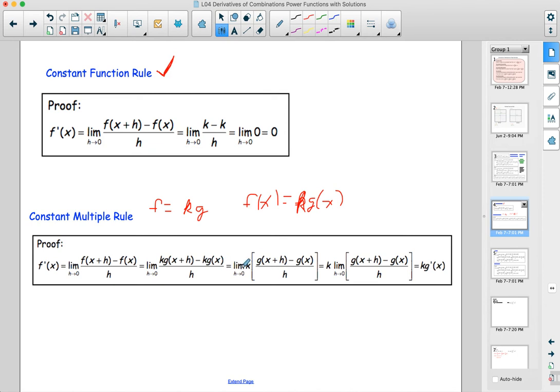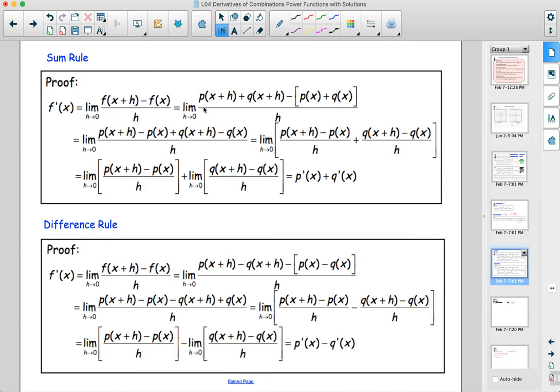The k can come out in front. Now the k here is independent of the variable for the limit. So in fact, it can come outside the limit. We had already seen that earlier. So it can come outside the limit. Factoring the k out and then bringing it out in front is just going to leave me with g at x plus h minus g at x all over h. And by definition, of course, that's g prime. So if f at x is equal to k times g at x, then f prime at x is k times g prime. That's the constant multiple.